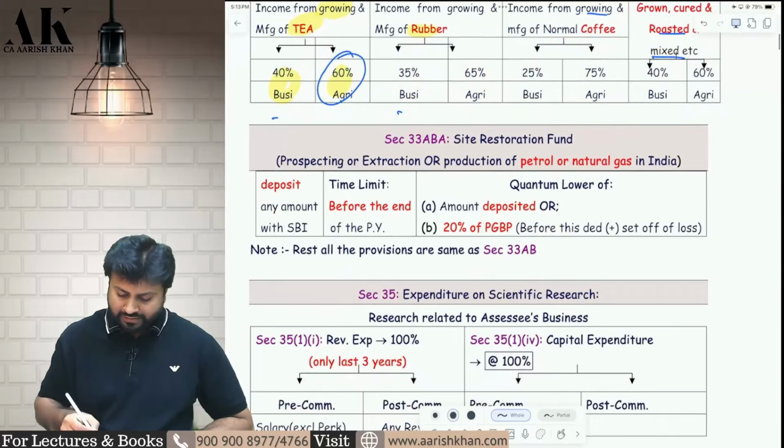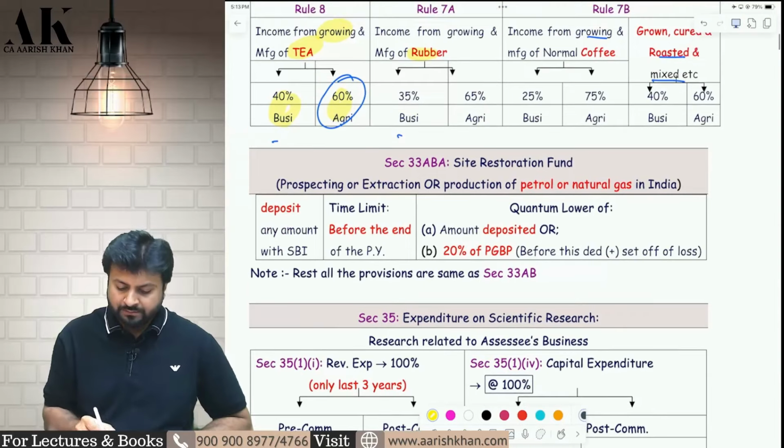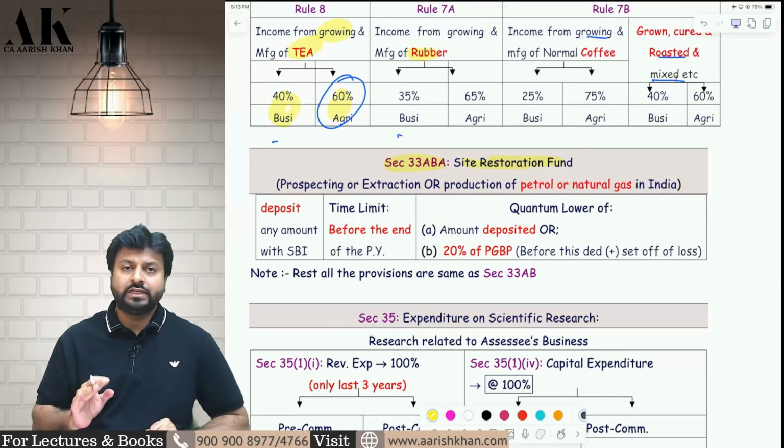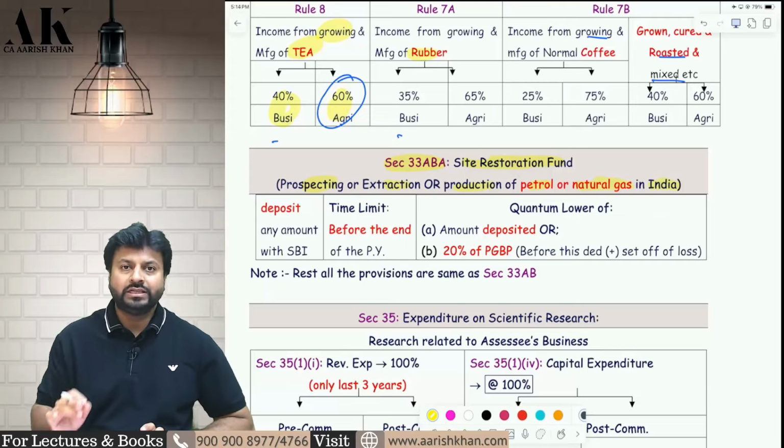Now the next section is a copy paste section. It's an exactly similar section like the previous one. 33ABA Site Restoration Fund. What are we supposed to do in this case? What is the nature of business over here? Here you are going to prospect, extract or produce petroleum or natural gas in India. So you are going to do these things in India.